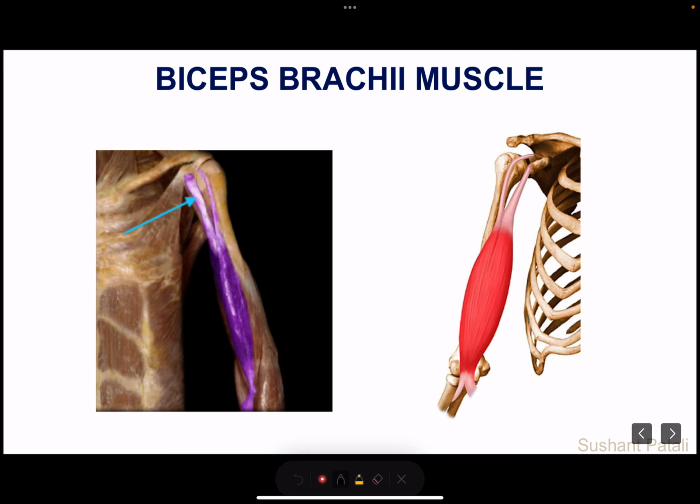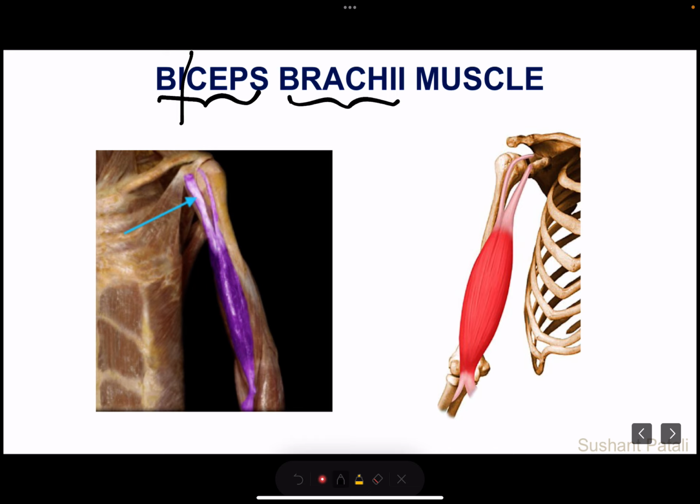Now the second muscle here is the biceps brachii muscle. Right, so the biceps is one of the much talked about muscles in men, right? Yeah. So, the biceps brachii muscle. Why is it called biceps? It has two heads of origin. That's why it's called biceps. Bi means two, ceps refers to the head. Because it is in the arm, the brachium, it's called the biceps brachii.